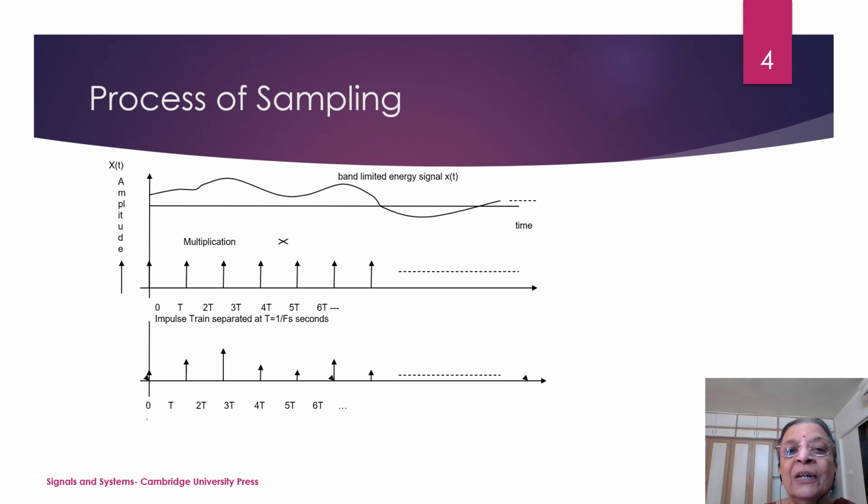This is some band limited energy signal, and what we do is we multiply it by the train of impulses. How is this train of impulses? This train of impulses has the discrete samples with separation equal to capital T, where capital T is equal to 1 upon fs, where fs is the sampling frequency. And after I multiply, I get this sampled signal. So this is what I am calling x of n, that is the discrete time signal. Now let us move ahead.